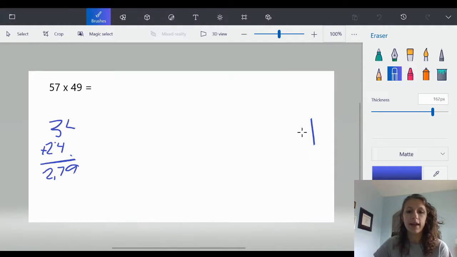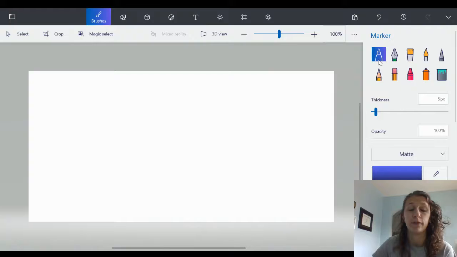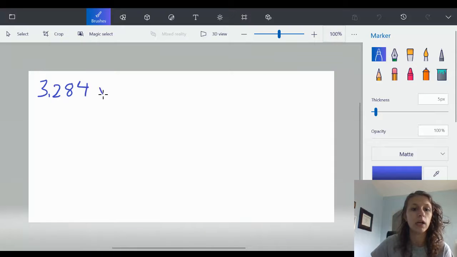Let's try one more. And we're going to look at a 4-digit by 1-digit because that would mean that my area model looks a little bit different. We'll look at standard algorithm for this one as well. So if I have 3,284 and I'm multiplying that by 5, that's kind of a messy multiplication.